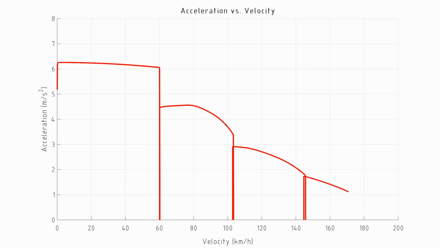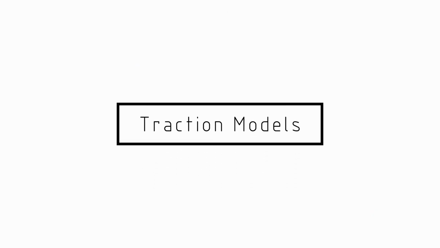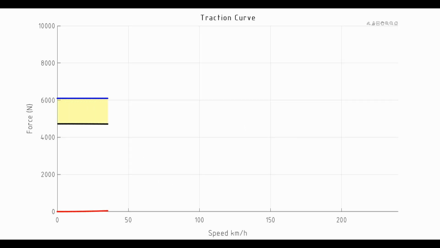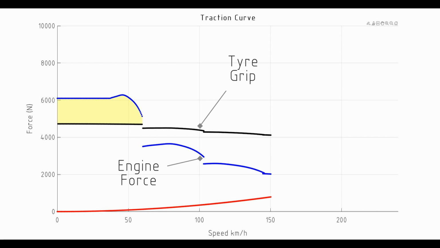Now, a really good way to look at this acceleration and how this is behaving is to create a traction curve. So the way we create a traction curve is to really plot 3 lines. One will be the tractive force from the engine, one will be the available tyre grip, and one will be the drag force. The tractive force that we'll be using to accelerate the car will be the minimum of that tyre grip or the force coming from the engine, and the amount accelerating the vehicle will be the difference between that tractive force and the drag force.